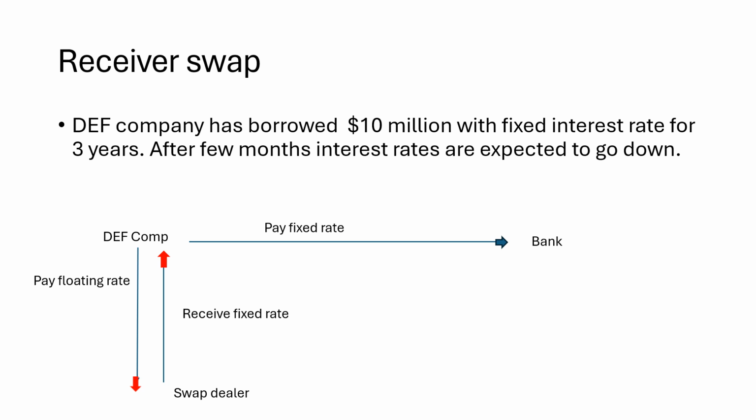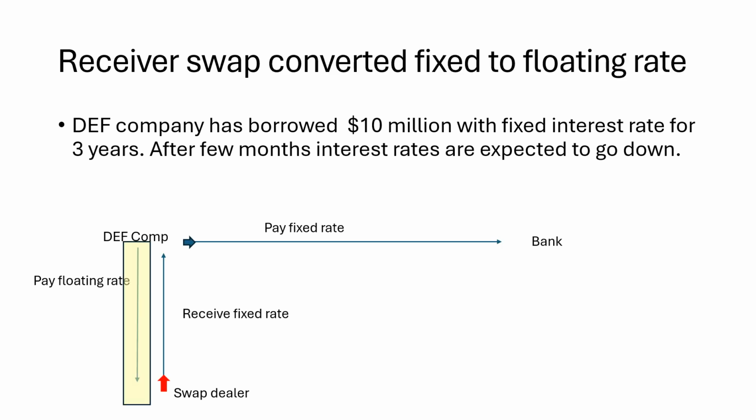Why receiver swap? Because the company is paying the floating rate to the swap dealer. That's why it is called a receiver swap. Remember, whenever a company is paying the fixed rate to the swap dealer, it is called a payer swap. And whenever the floating rate is paid by the company to the swap dealer, then it is called a receiver swap. So the receiver swap has converted fixed rate to floating rate. DEF company is paying the floating rate now, and whenever they are receiving the fixed rate, that fixed rate will go to the bank. So that removes the effect of the fixed rate, and now they can take advantage of the floating rate.